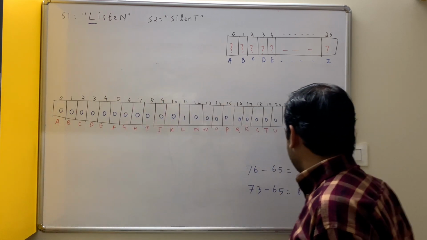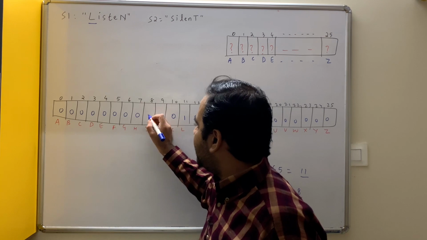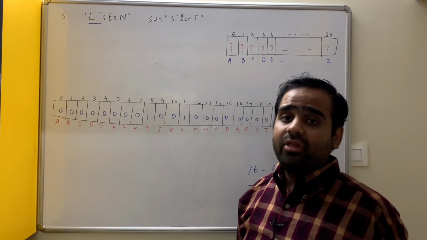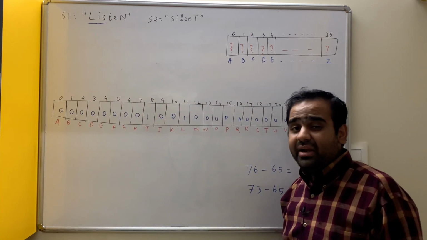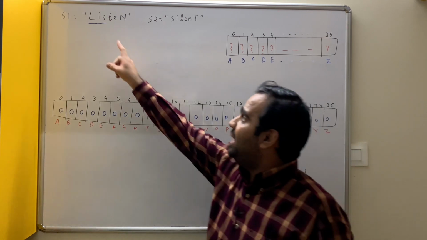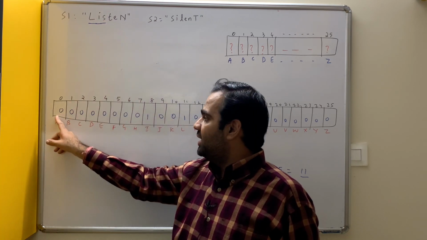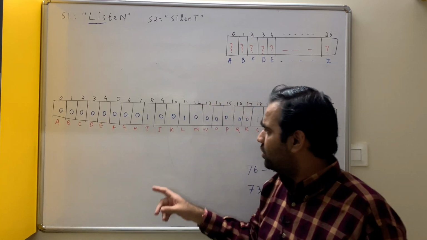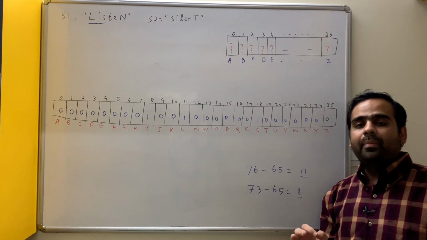Next is I. Calculate the index. It is 8. Go to index 8 and increment the count, saying that I is appearing one time in string S1. Next you take S. Calculate the index of S. It will be 18. Go to index 18 and you say 1. What does it mean? Till this point, A is appearing 0 times, C is appearing 0 times, D is appearing 0 times, E is appearing 0 times, I appears 1 time, L appears 1 time and S appears 1 time.